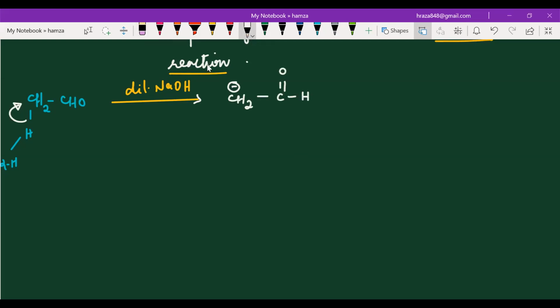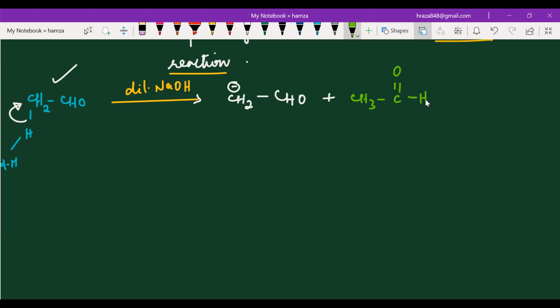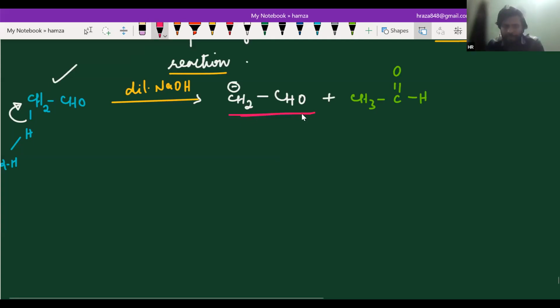Now, in this aldol reaction, we require 2 moles of this. I just used 1 mole of ethanal. Now I'm going to use another mole of ethanal in this form. We generally use 2 moles of aldehyde or ketone. What I want to say is, is this a nucleophile or an electrophile? Can you tell me?